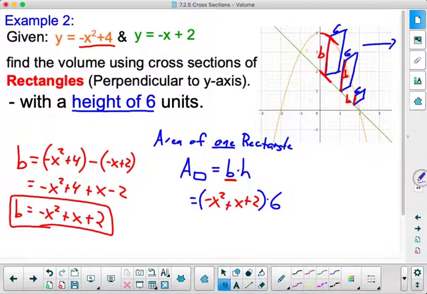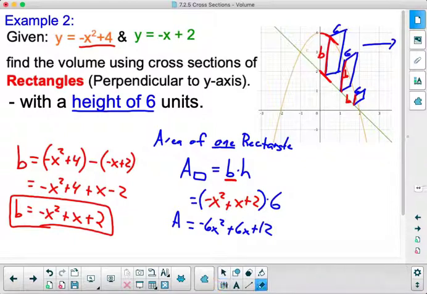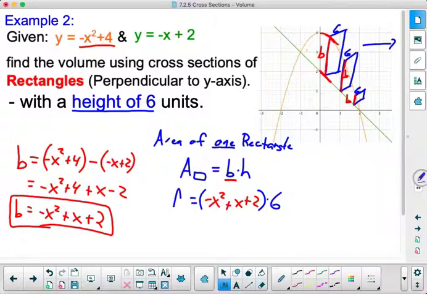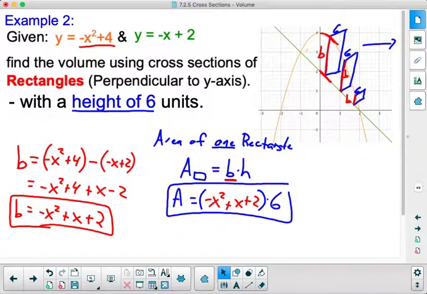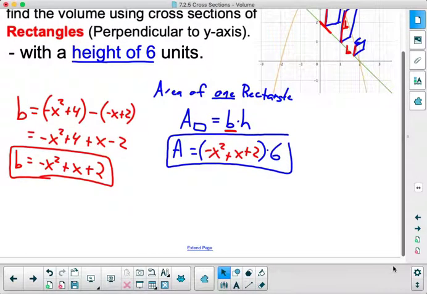And let's do one last step then. If I want to find the area of one of these again, I might distribute my 6 with negative 6x squared plus 6x plus 12. Actually, back up. I don't think I will. Let's leave it like this. Because if you leave it just like this, the 6 ends up being a constant. So let's do that. Make our life a little bit easier.